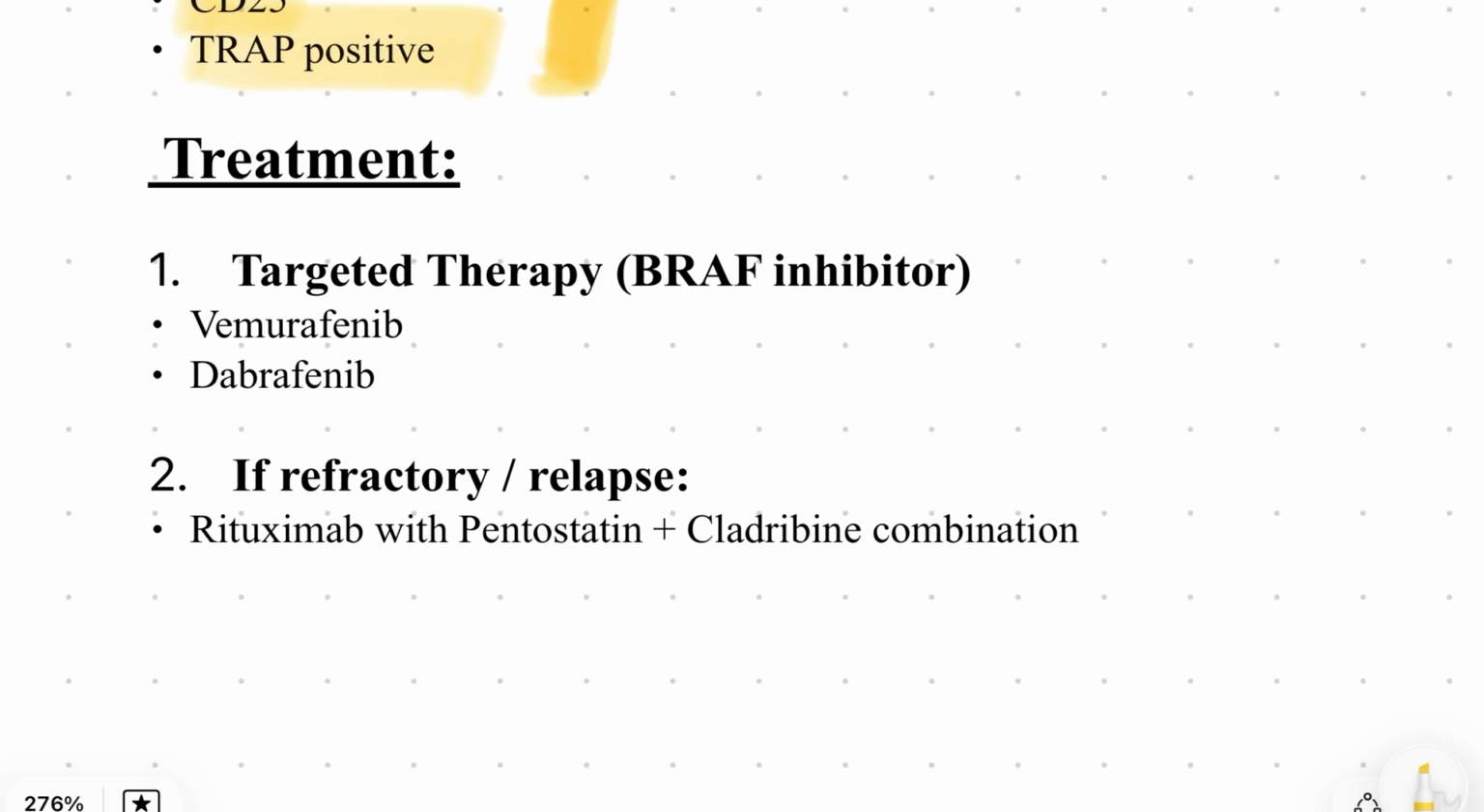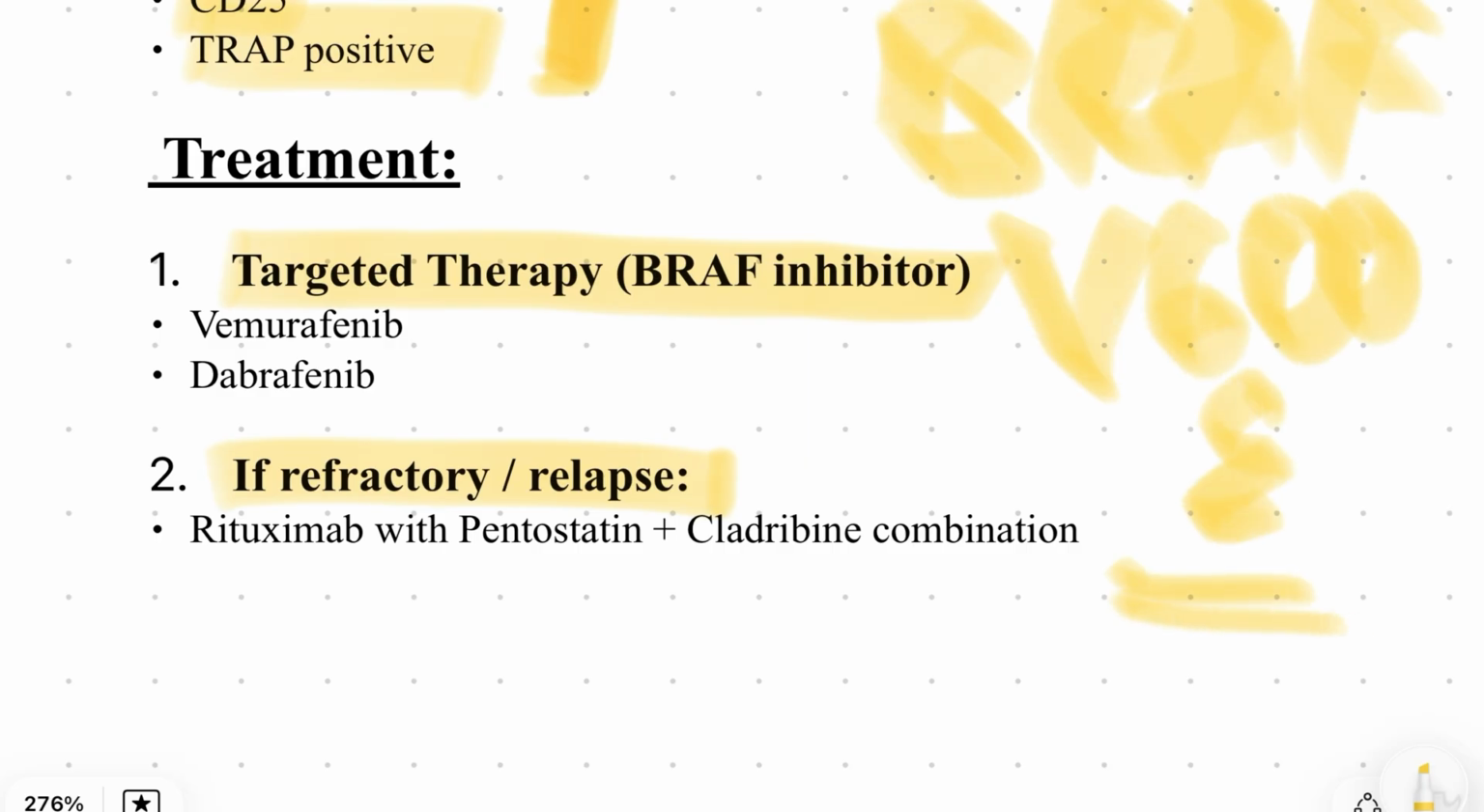Then you have the clinical picture, you confirm the diagnosis, but finally you have to treat it. Coming to the treatment, we have targeted therapy. If there are refractory or relapse conditions, we need to go with something else. For targeted therapy, we have BRAF inhibitors since it is a BRAF V600E mutation. We target that actual condition so that it may be controlled, not permanently cured, but controlled. Vemurafenib or dabrafenib. Then for refractory cases or relapses, we go with rituximab with pentostatin or cladribine combination. These 3 drugs are given for relapse or refractory cases.